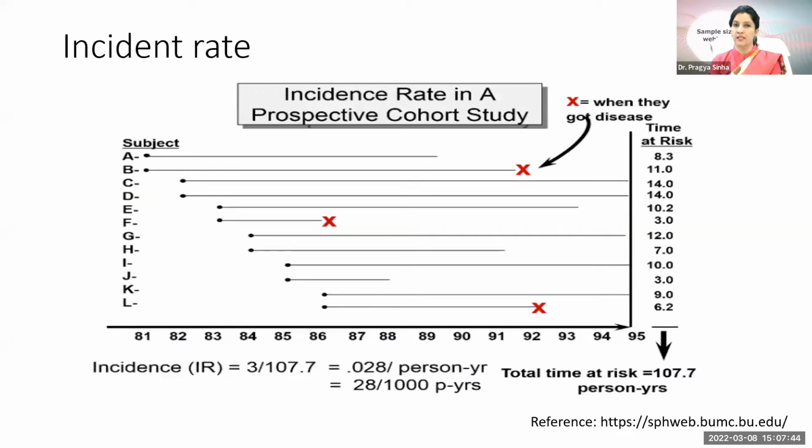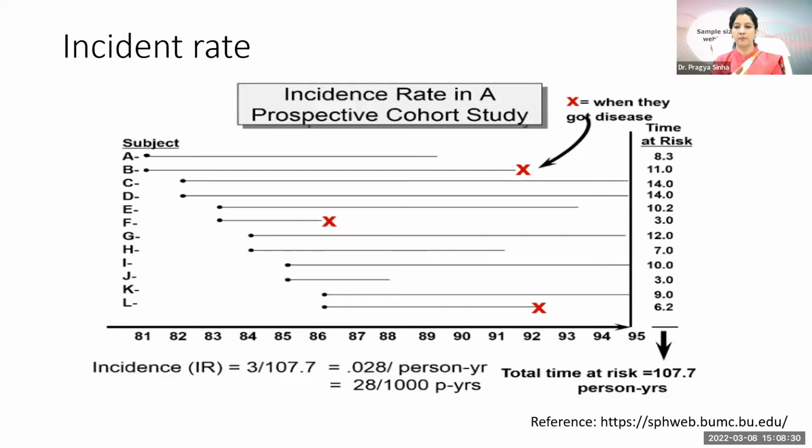Now, incident rate is different from relative risk, because there is a concept of person time here. In this example, which is hypothetical, and we have quoted the reference also, we started with 12 individuals, and we followed them up for a 15-year period. This study started in 1981, and the x-axis is showing the time. They have been followed up till 1995. The cross depicts the disease. So out of these 12, 3 people developed the disease.